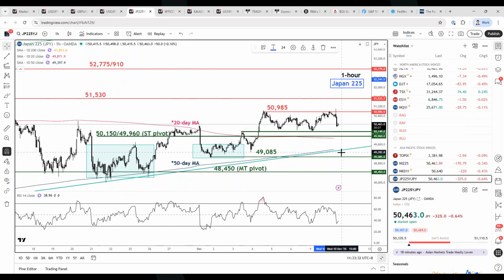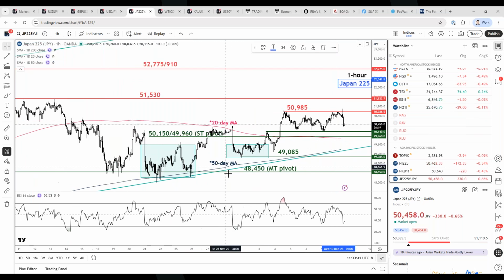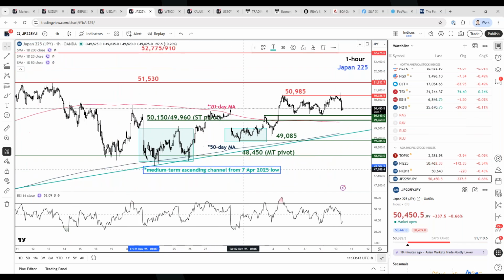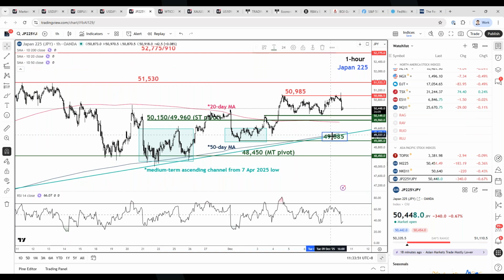However, a bearish breakdown below 49,960, which is also a breaking down below the 20-day moving average, will see a deeper slide to retest the lower limit of this medium-term ascending channel, drawn from the low of 7th of April 2025 at 4,985. That also confluence with the rising 50-day moving average closely as well. So that's for the Japan 225.